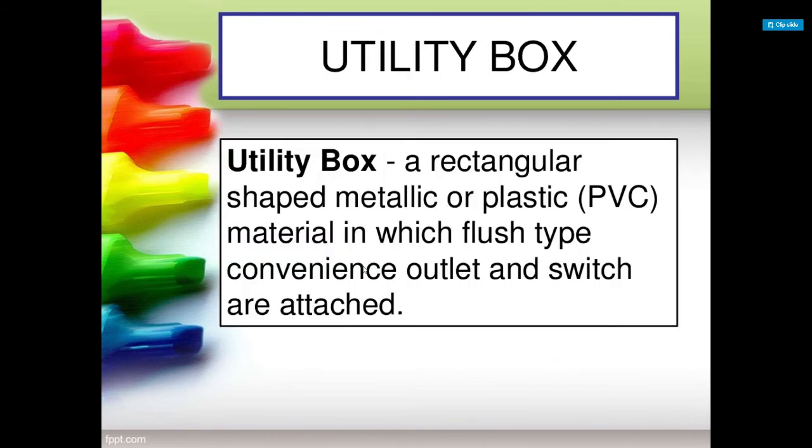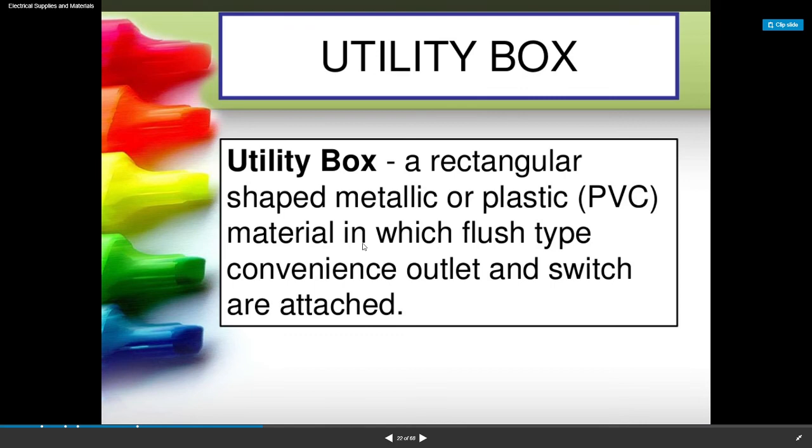Okay, next, utility box. Now, in your book, you might be confused with this one. In your book, both the rectangular box and the octagonal box are called utility box. But here, I would like to emphasize to you that the utility box is the rectangular shape. The rectangular box is the utility box. I hope that is clear and don't be confused.